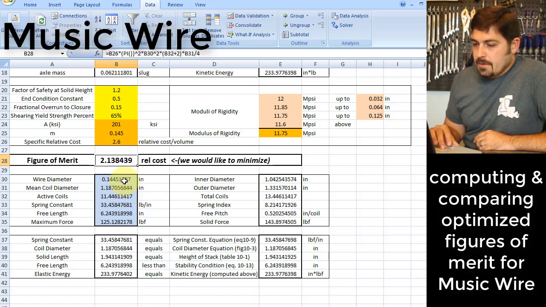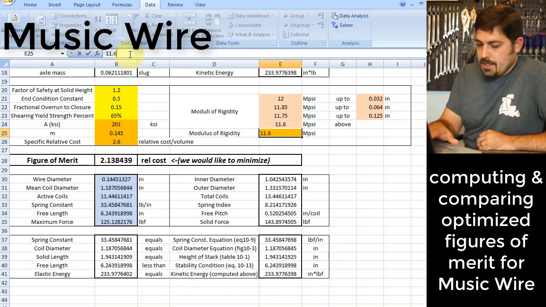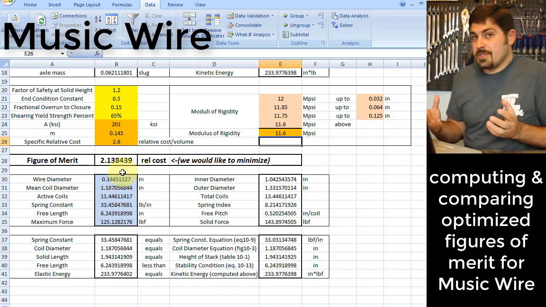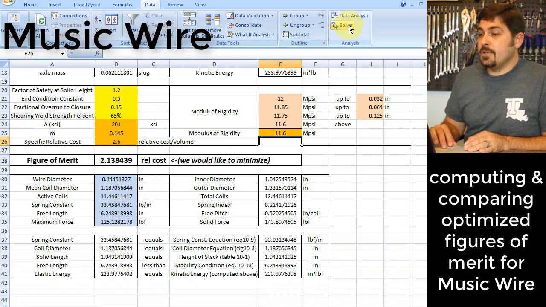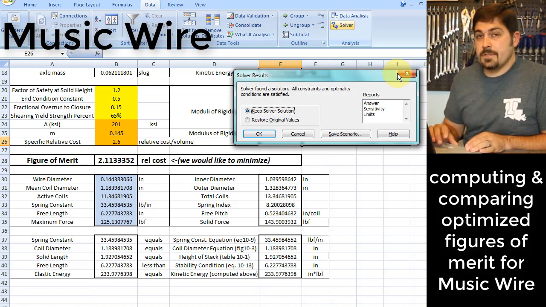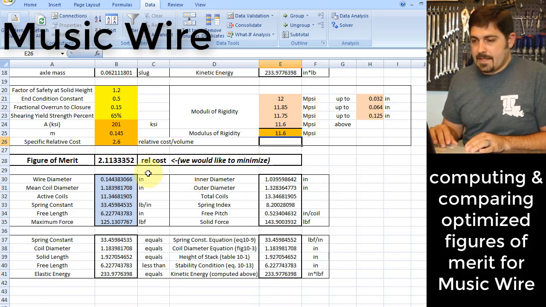But this value for the diameter, 0.144, means that we're again outside of this range. I need to change this. Instead of 11.75, I'll change it to 11.6. And it's not like sometimes when you use Excel where everything else automatically updates. With this solver, you actually do have to run the solver again in order to get all the cells to update. Okay, and that's how we get our final figure of merit.